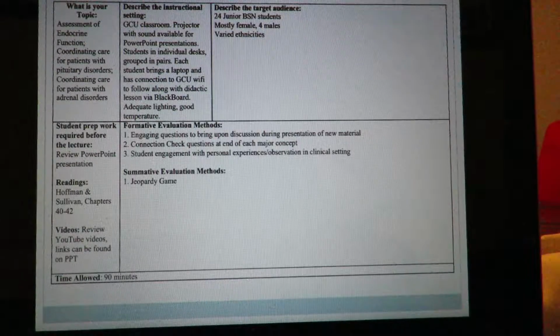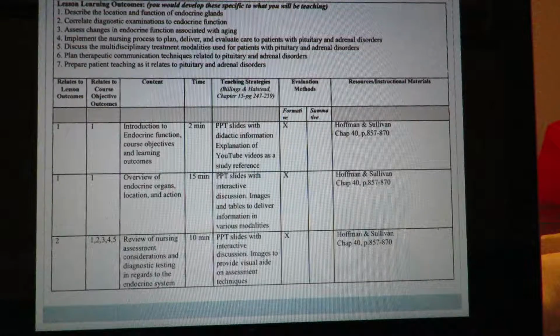And for the summative evaluation, I used a Jeopardy game, and that was to split the class into 2 teams and review the key concepts. And students have the link to this Jeopardy game that they can review on their own time as well. In total, my lesson was 90 minutes long.